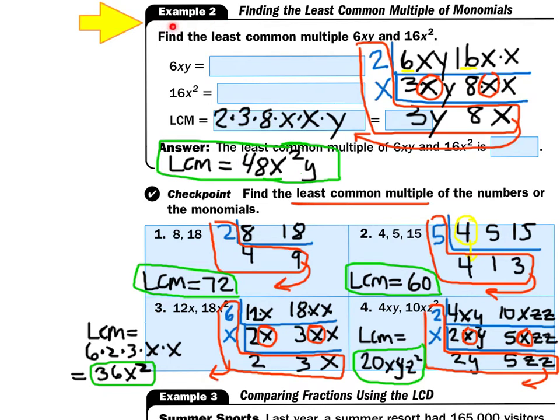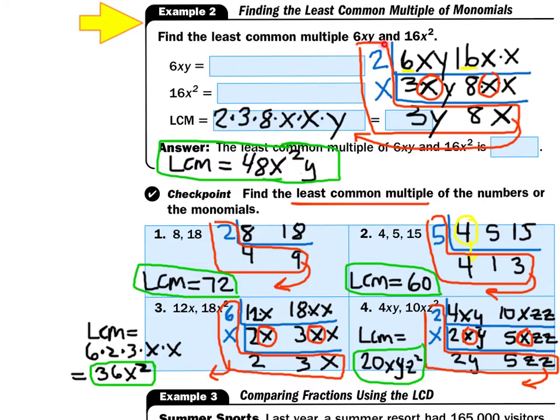Okay, so take a look at example 2 with me, finding the LCM of monomials. Remember, you should expect to see variables when they say monomials. So if they want me to find the LCM of 6xy, I write it right there, and 16x squared, I write 16 times x. Remember, just like the greatest common factor, we're going to start with the coefficients, the numbers.